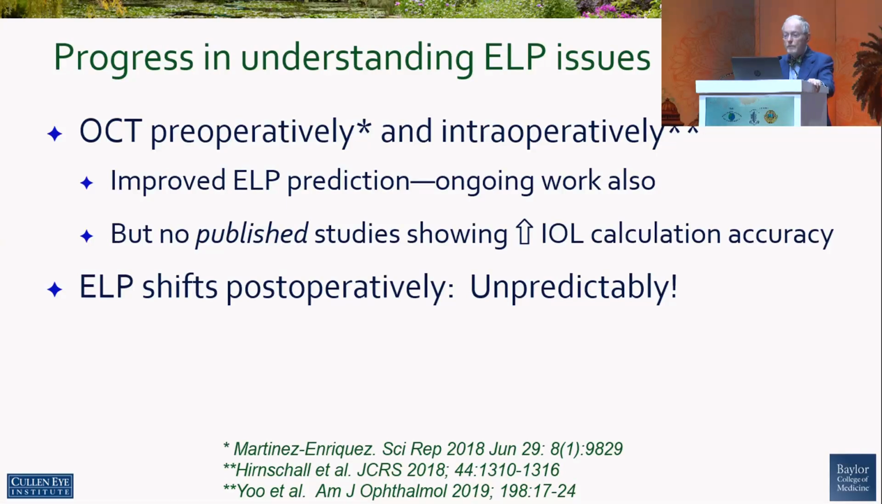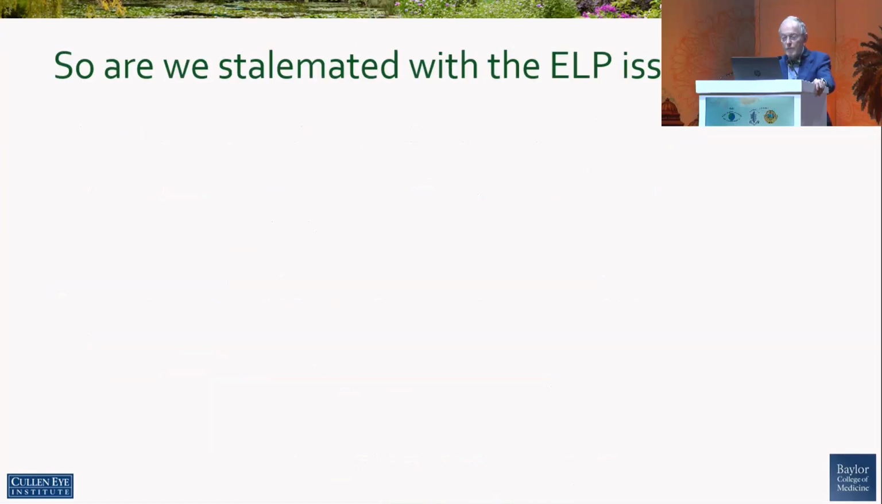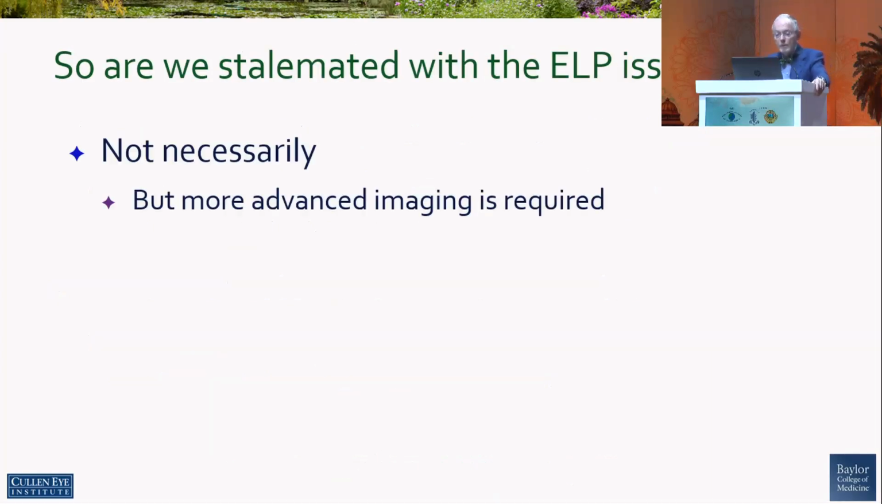How many of you have seen a patient who's 20/20 on day 1 post-op and they come back at 3 weeks or 4 weeks and they're minus 0.75 or minus 1 and furious? I mean, we all see those. And there was a paper by Nino Hirnschall where he showed that in 17.6% of eyes, the ACD shifted a millimeter or more from 1 hour to 2 months. Now that's discouraging.